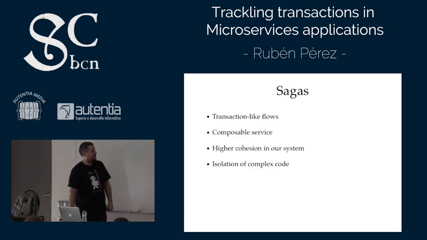So we can see the sagas allow us to have transaction-like flows, also composable services, also increase our cohesion in our system, and also help us to isolate complex code.